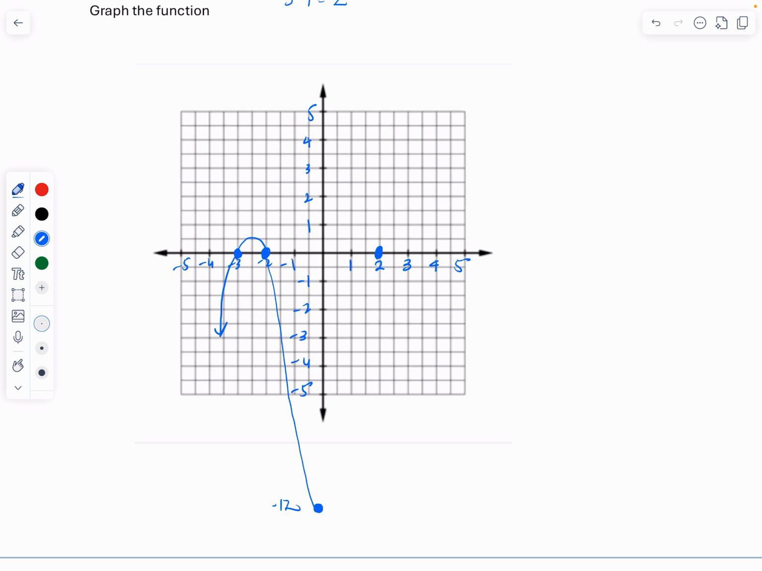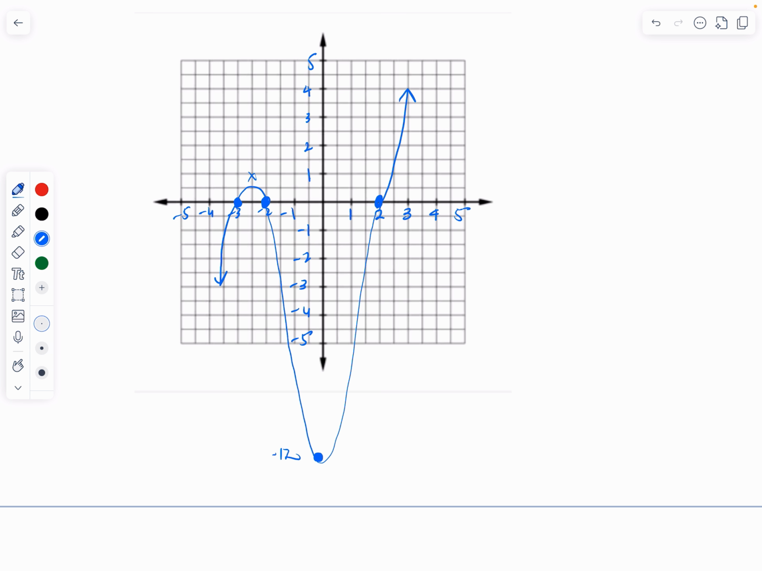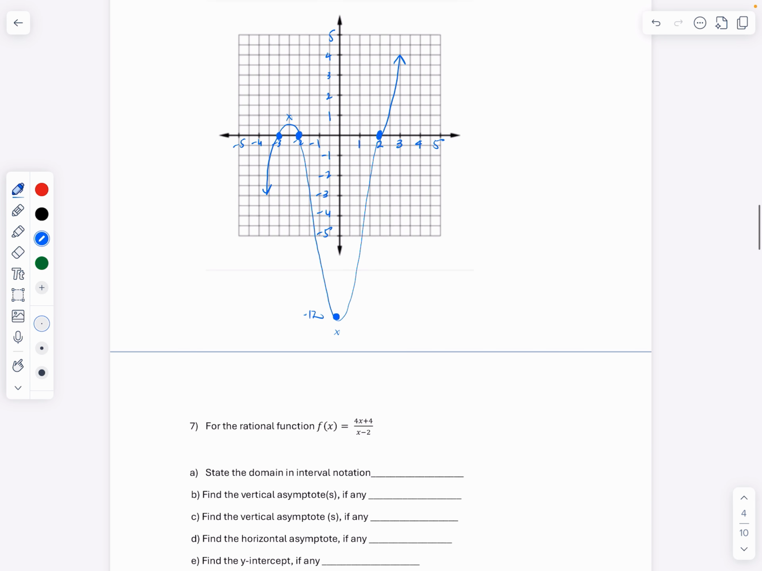Now, it has to turn again to get back up to this. And remember that the end behavior on the other side has to do this. So we see the maximum number of turns is 2. Here's the first turn. Here's the second one. So that's how you would graph that function.